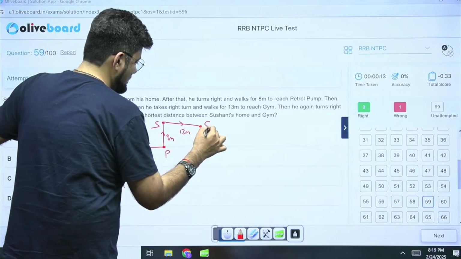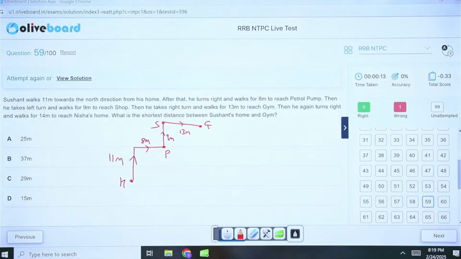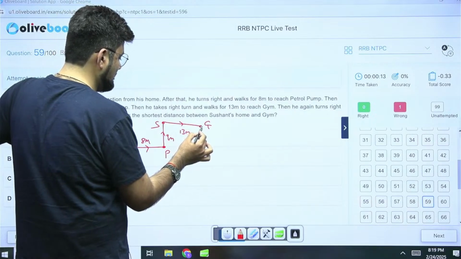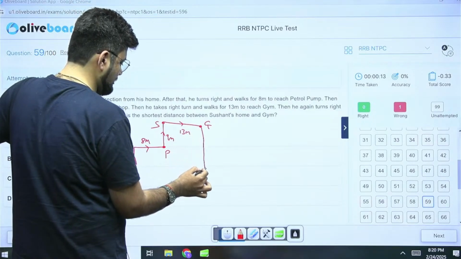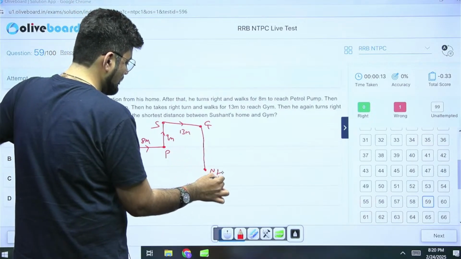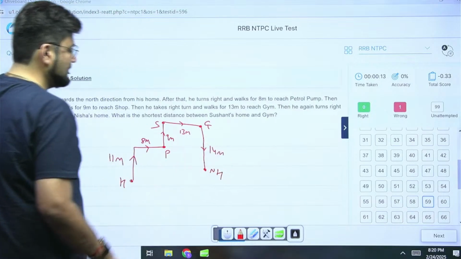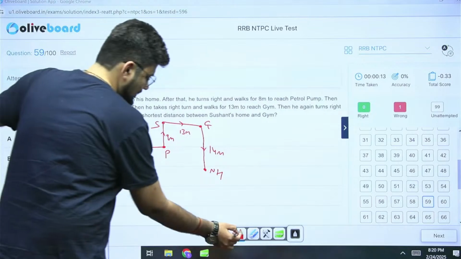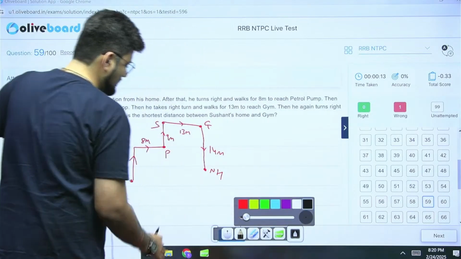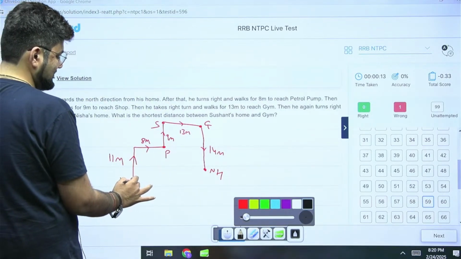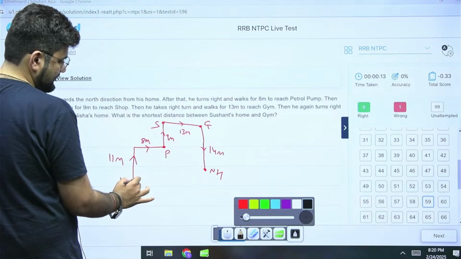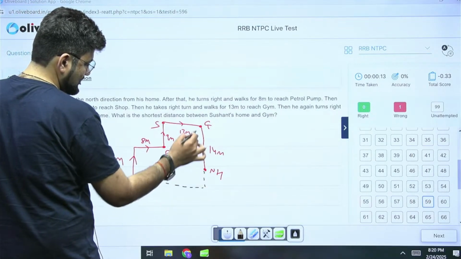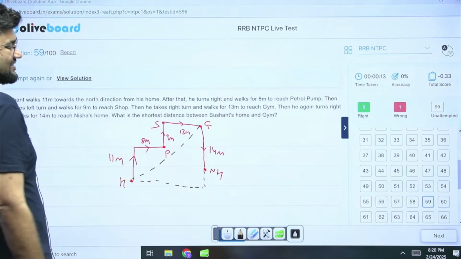This is the gym. From here, he takes right turns and walks for 14 meters to reach Nisha's home. 14 means 9 and 5 more. This is Nisha's home. Okay, this is 14 meters. The question is asking you what is the shortest distance between Sushant's home and the gym. They are asking you this distance, right? If I connect this here, it should give me my answer.